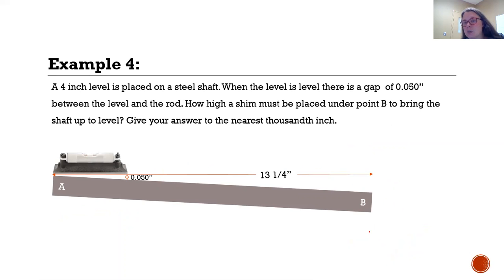How high must the shim be under point B? So we're going to put something under here in order to bring this end up, because we want this end to hit level on the other edge. Okay, so we want to bring B up to level. So we want to know, well, how much am I going to have to place under here in order to bring the shaft up to level? And we want to round our answer to the nearest thousandth inch.